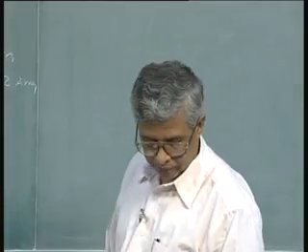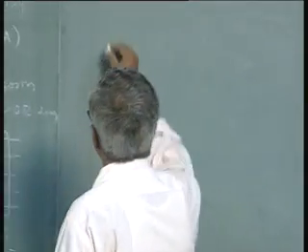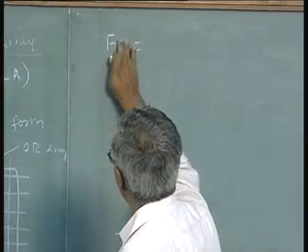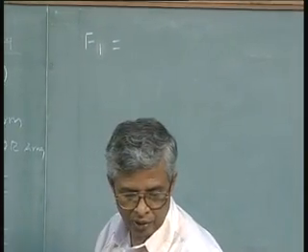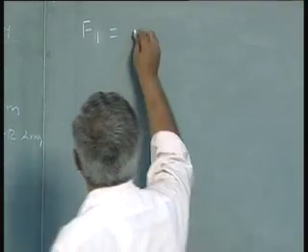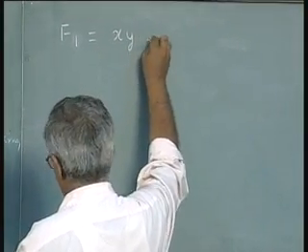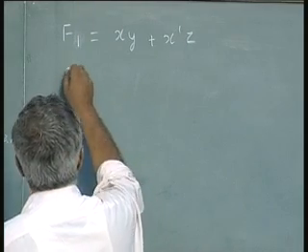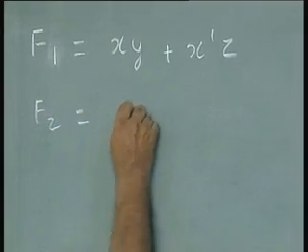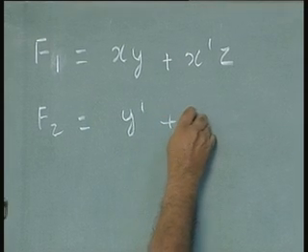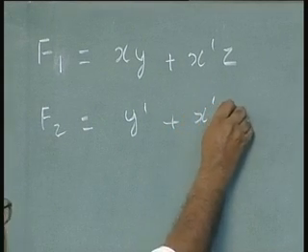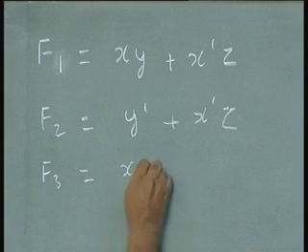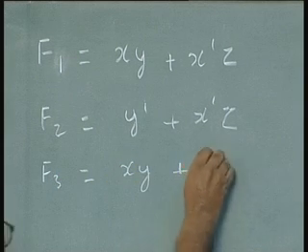So, I am going to take 3 functions, F1, F2, F3. F1 is xy, x bar z. F2 is y prime, x bar z. F3 would be xy, y bar z.